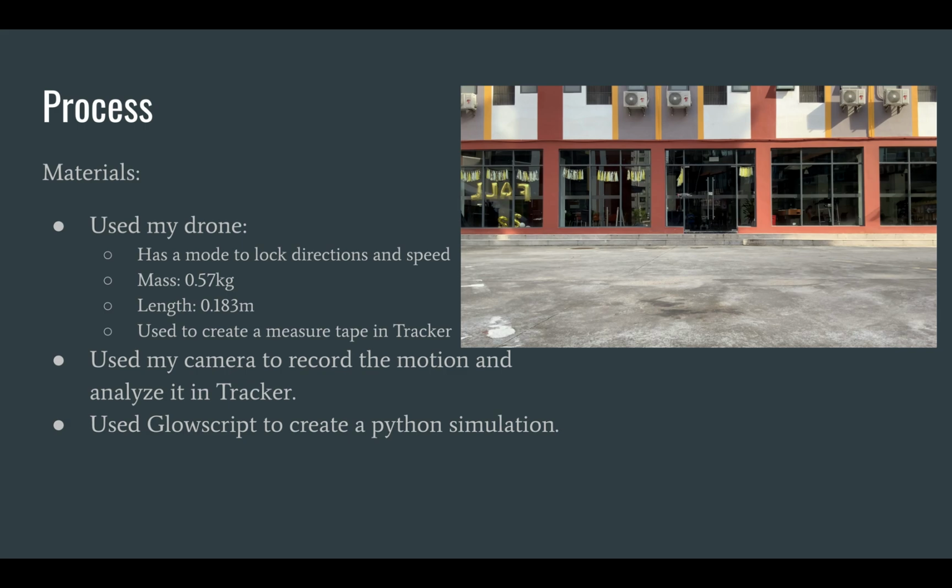So I did my lab with my drone, and it has a function to lock direction and speed so it can fly in a straight line with constant velocity. And I used my camera to record the motion and analyze it in Tracker. Then I used GlowScript to create a Python simulation.